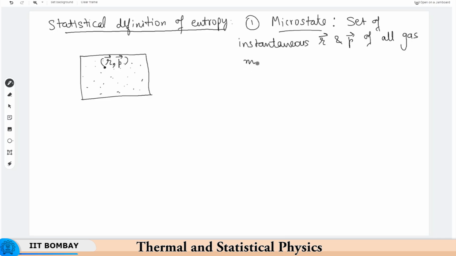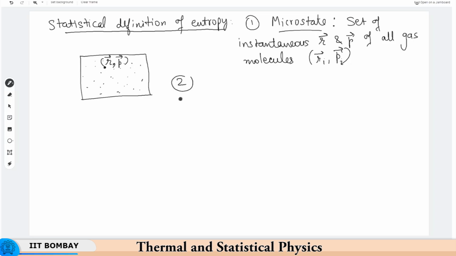So, maybe I can define it. A microstate is a set of instantaneous R and P of all gas molecules. Essentially R_i and P_i, where i runs from 1 to 10 raised to the power 23, all the gas molecules. So, this is a microstate.